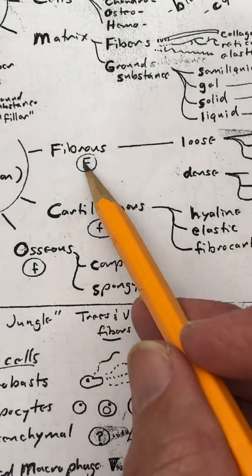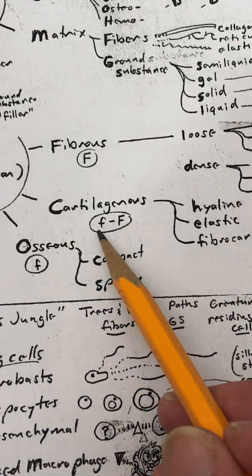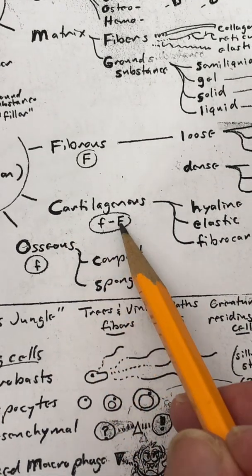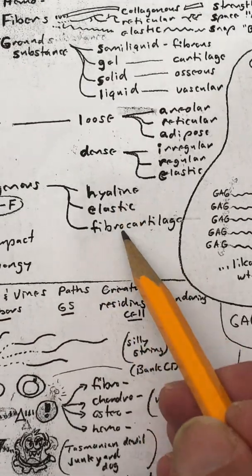Cartilaginous tissue. Oh, and the fibers in these are quite obvious. Cartilaginous tissue. Okay, this stuff has fibers in it. Sometimes it's not visible, and sometimes it's very visible. Here are three examples. We'll focus on the top and the bottom one.